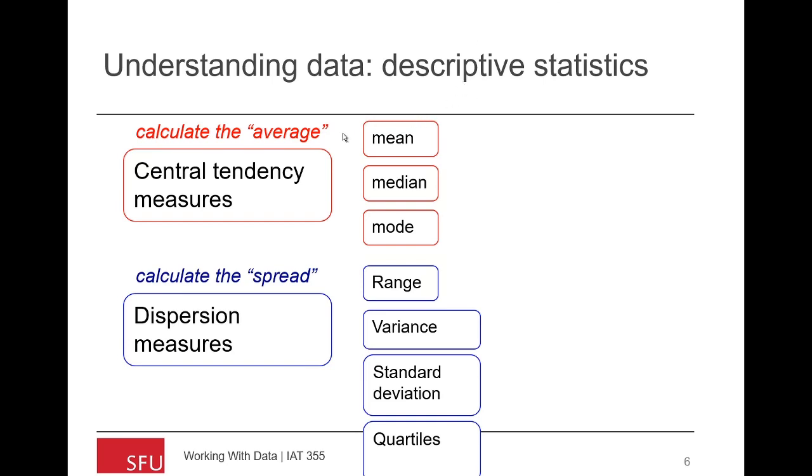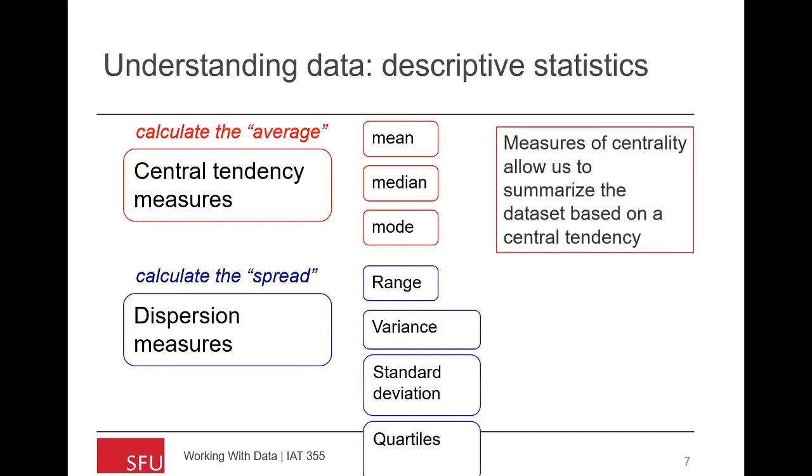So for average, using the lay term, there are three well understood measures as to how that can be computed. The first is mean, next is median, and finally mode. And we'll talk about these now. So measures of centrality allow us to summarize a data set based on some central tendency. And some pictures that we'll talk about in the next lecture segment following this one will show what that means.